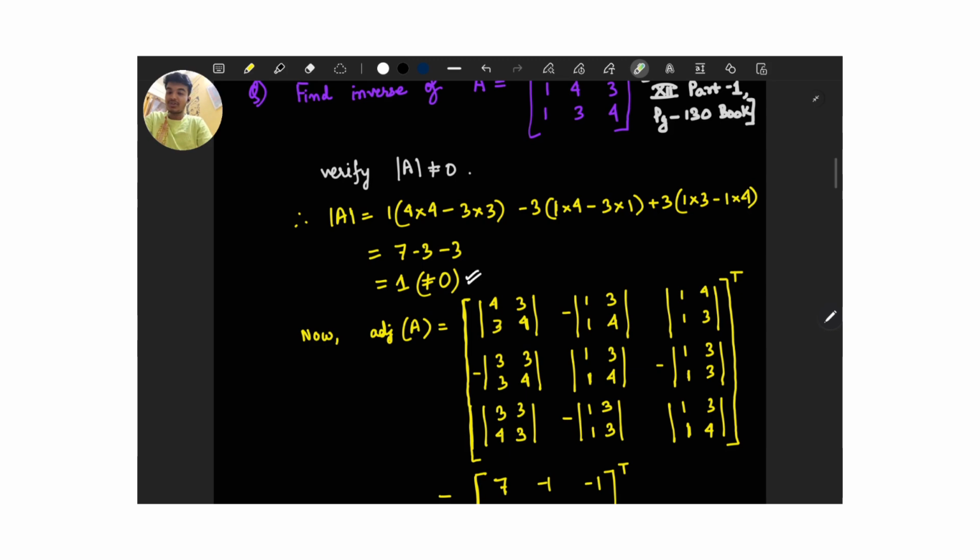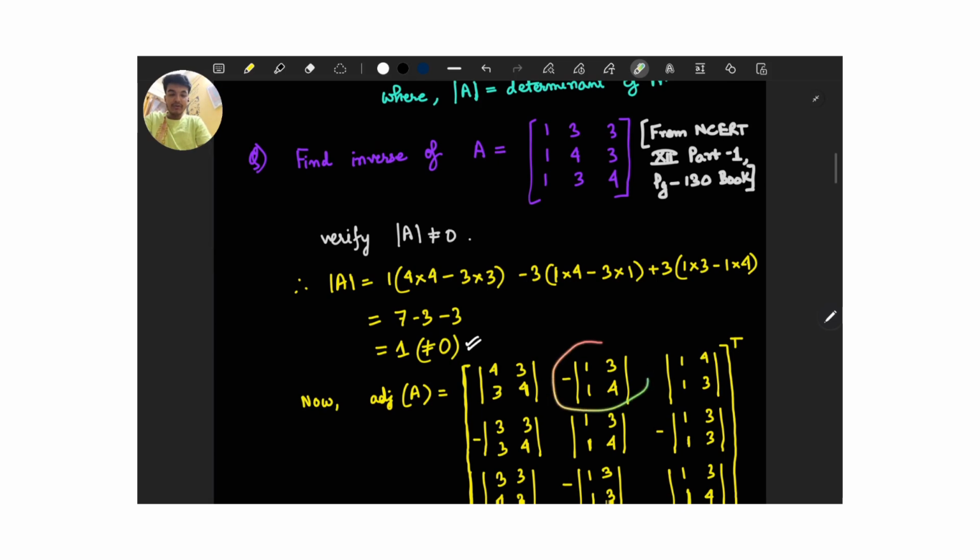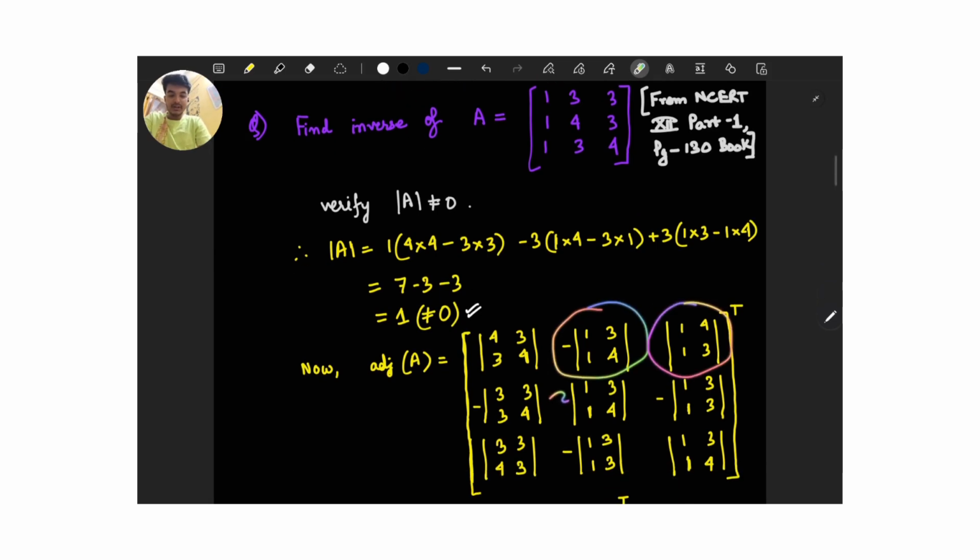And obviously we should not forget, which is a very common mistake made by students, that they forget to finally do the transpose at the end. So we have written the transpose here so that we don't forget at the end. So we find out each cofactor of each and every element of A, just like here, absolutely with the sign. We don't forget the term -1 to the power i plus j as well.